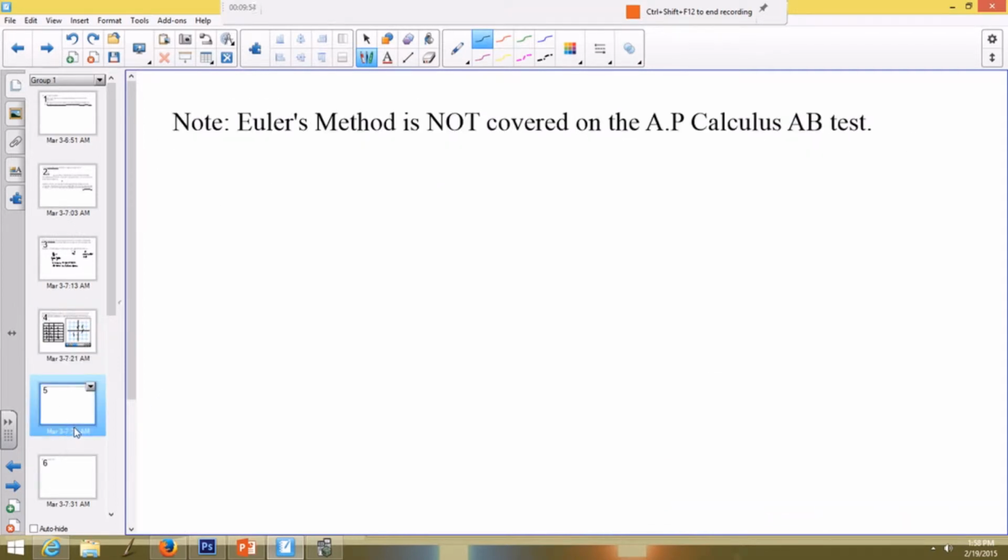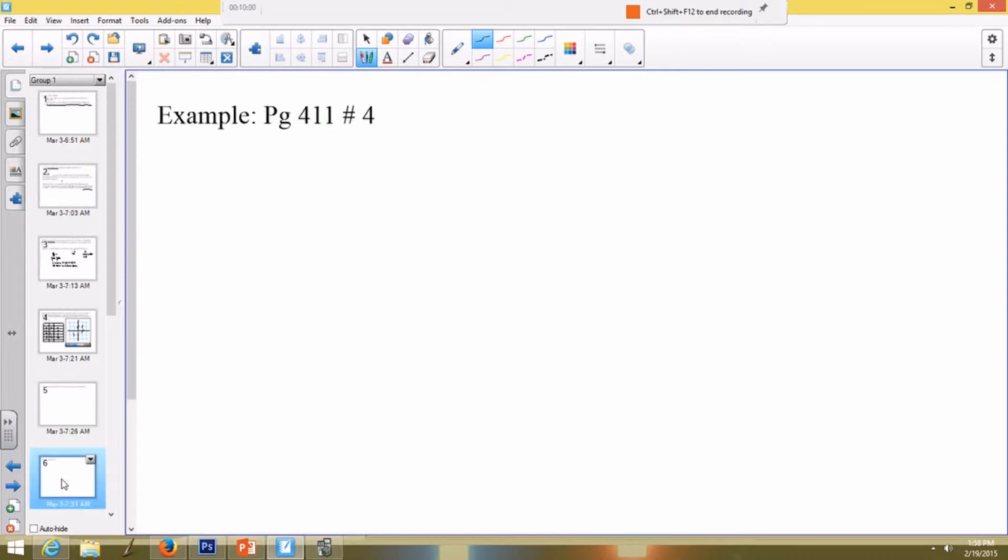Once again, Euler's method is not covered in the AP Calculus AB test, so we are going to skip it. We're going to go right into some simple examples. First, we're going to start with page 411, number 4, and you'll see that it asks you to verify the solution of the differential equation. So what they're giving you is the solution.